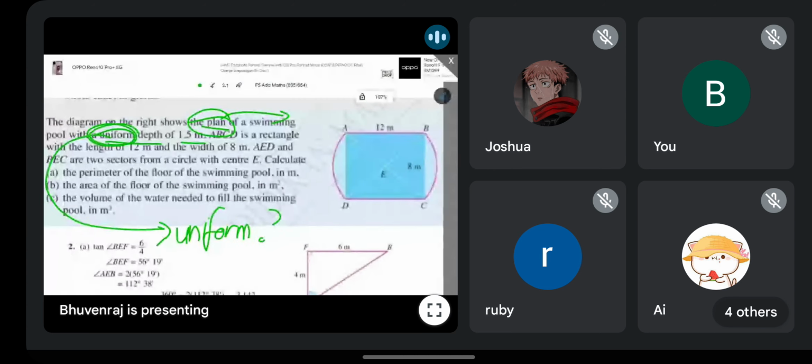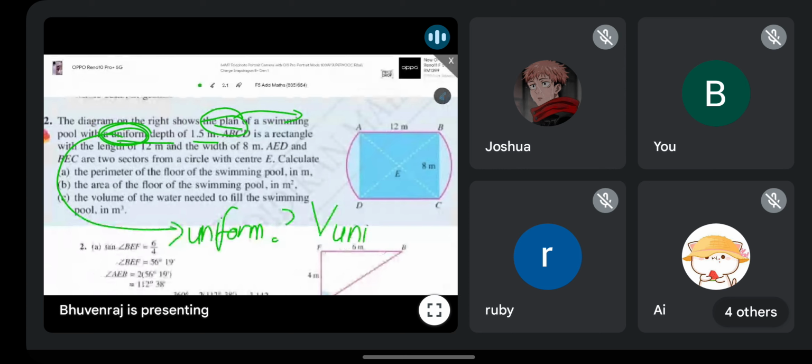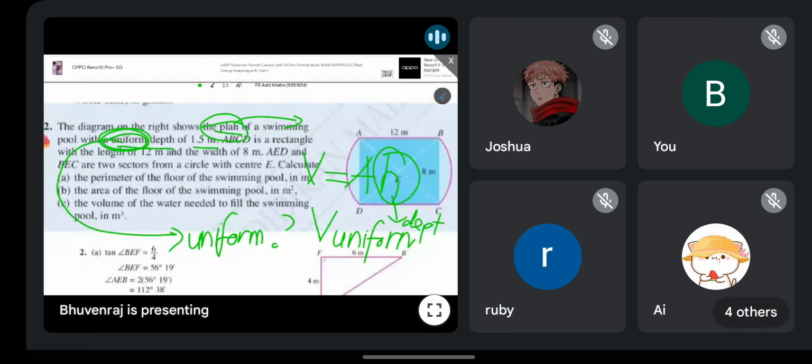Sebab kita nak dapat volume yang seragam juga. Kita nak isi padu yang seragam untuk seluruh kolam renang ini. Why? Because volume is equal to what, guys? Just now only I tell you all, area times height. Height in this case is the depth, kedalaman of the swimming pool.